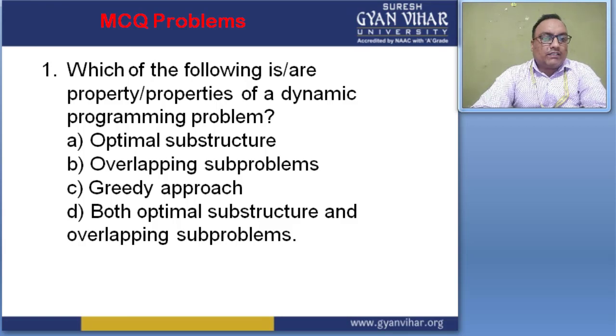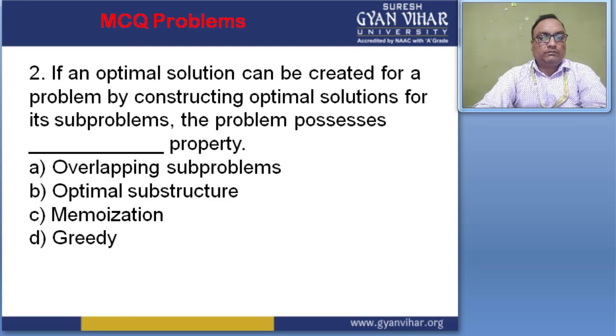So the correct answer for this question is D. Move to the next problem. This is the second problem: if the optimal solution can be created for a problem by constructing optimal solutions for its subproblems, the problem possesses which property? The options are overlapping subproblem, optimal substructure, memoization, and greedy. The correct answer is optimal substructure.